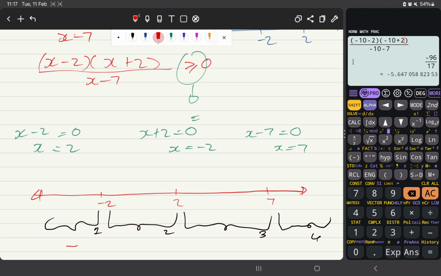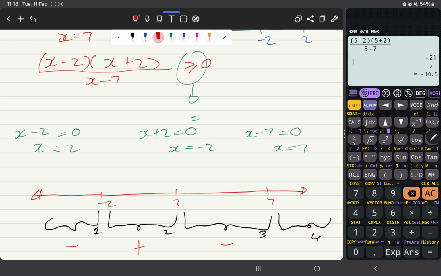Now I want a value between 2 and minus 2. Say 0. 0 is the easiest one. We could have also maybe taken 1. I do that, I get a positive value. Cool. Let me take a number between 2 and 7. I'm thinking 5. I'll say 5, and 5.